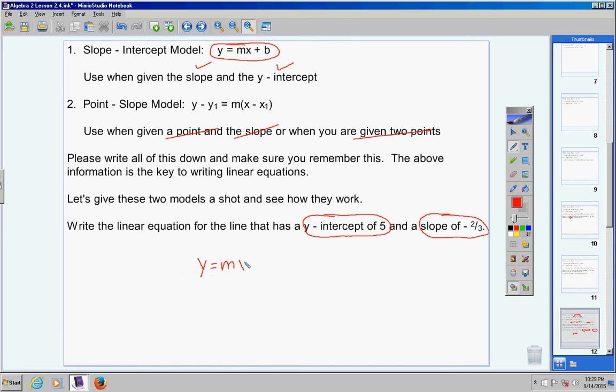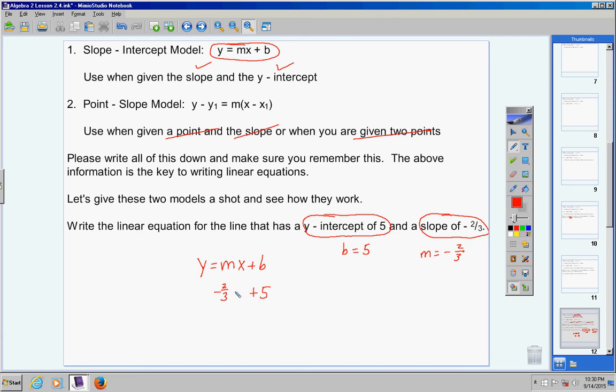Now just make your substitutions. In other words, I have taught you that the y-intercept is always denoted by the letter what? B. So b equals 5. I've also taught you the slope is denoted by the letter m. So your slope is negative 2/3, so m equals negative 2/3. So where the b is right here, I'm going to put 5. Where the m is right here, I'm going to put negative 2/3.